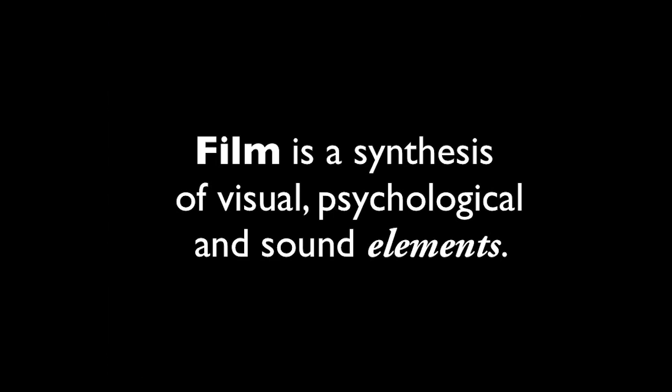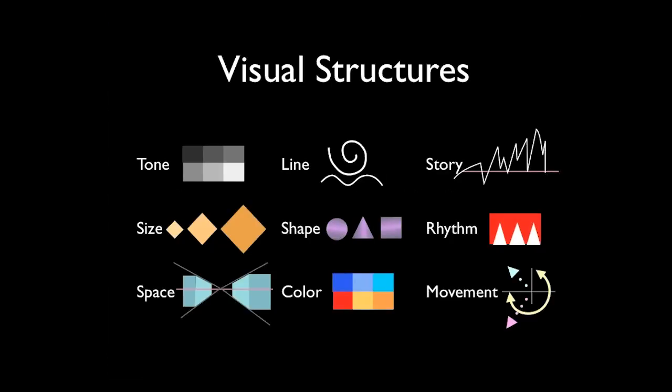So film, we could say, is a synthesis of the visual, the psychological, and our sound elements. We put all those things together in various combinations, and it creates this greater whole. Now let's look at some of the visual structures that we can use. I've tried to give you a visual representation of that. This is like your toolbox. Do you see that? That's a cool diagram.